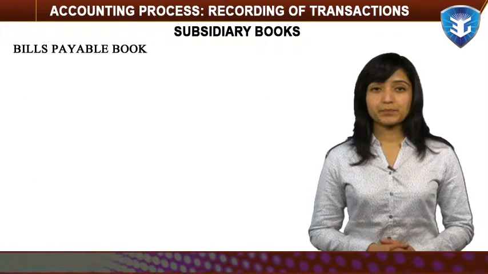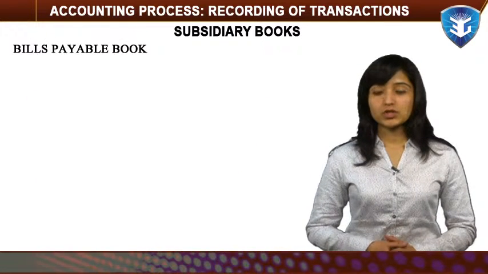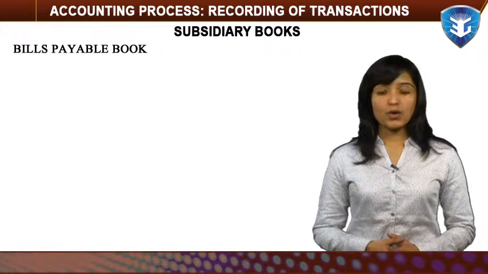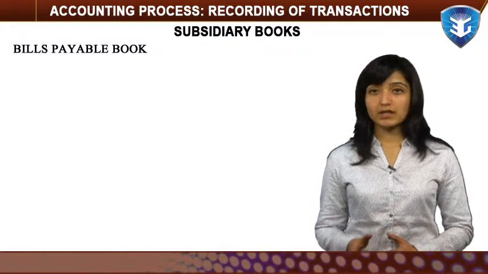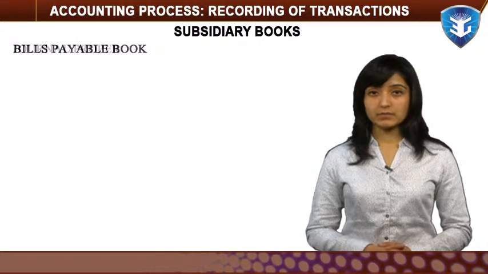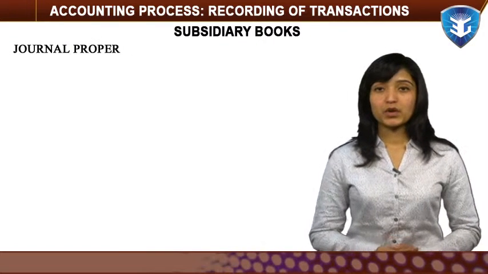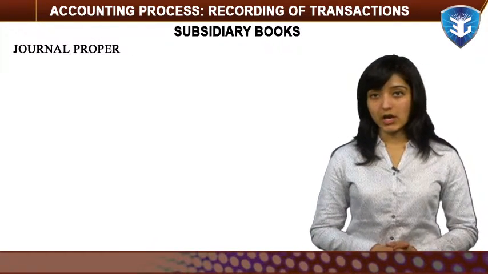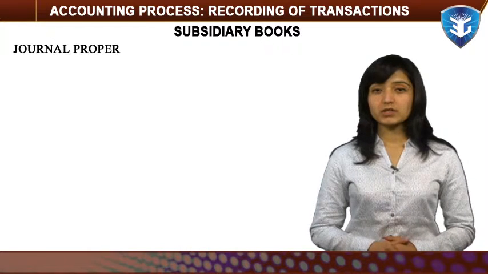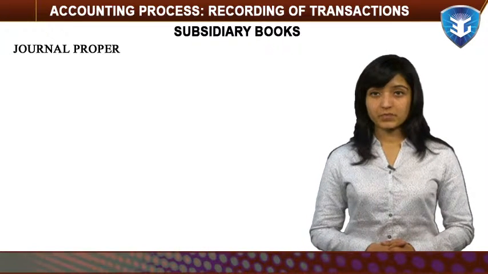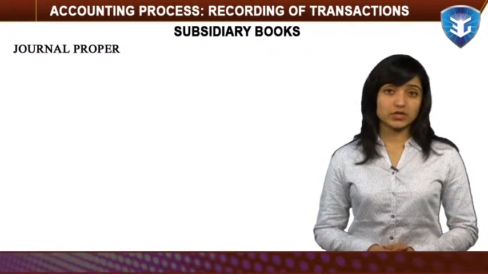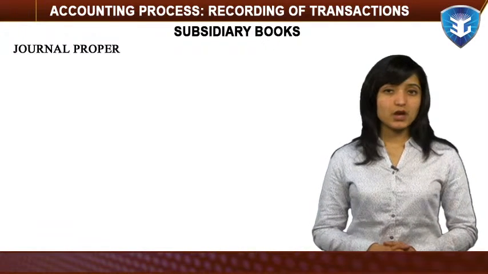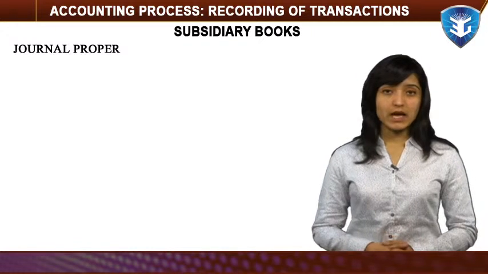Bills payable book involves the records of all the issues of promissory notes or bills of exchange accepted by the business regarding the amount owed to the suppliers. Journal proper constitutes the records of the transactions which cannot be recorded in other subsidiary books. It usually records the transactions that are of infrequent nature, such as adjustment entries, opening and closing entries, and interest on capital.